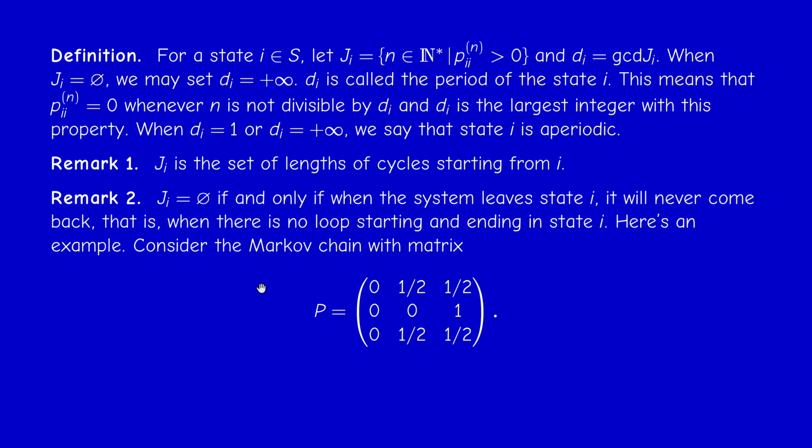So here's an example. Consider this homogeneous Markov chain on 3 states. I suggest that you draw the transition graph of this Markov chain. But even if you don't draw the graph, you will see, since the first column is 0, this means that there is no path from state 1 or 2 to state 0. So if I am initially at state 0, I can move either to state 1 or state 2, but I will never go back actually. Okay? So J_0 is empty.